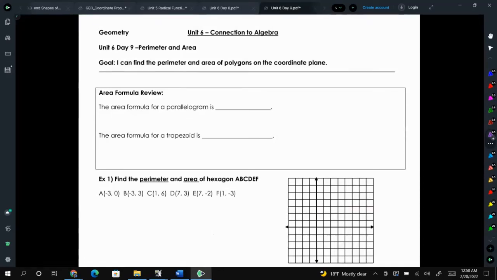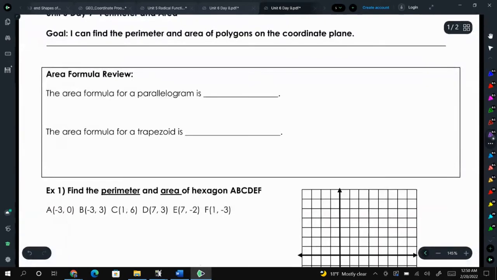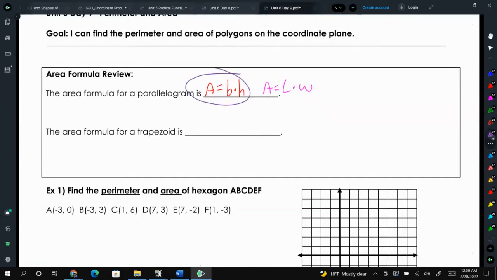The other day, we worked on breaking up polygons into rectangles and triangles, and that will always work, but we're going to talk about some other shapes today that we could use, and that might make our job a little bit easier. So the formula for the area of a parallelogram is the same as the formula for a rectangle. Base times height, or length times width. We mostly will talk about it in terms of base times height of the parallelogram.